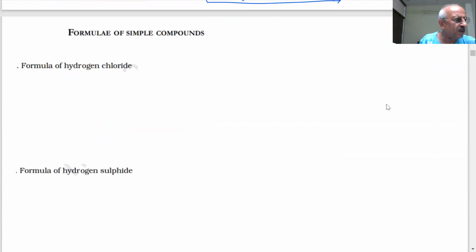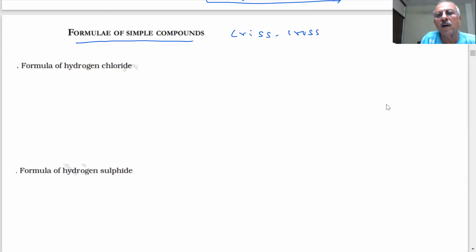All right, students. Now we are coming to the problem to write the formulas of the compounds. What is the trick I am using? Crisscross method. It is a simple trick, students.